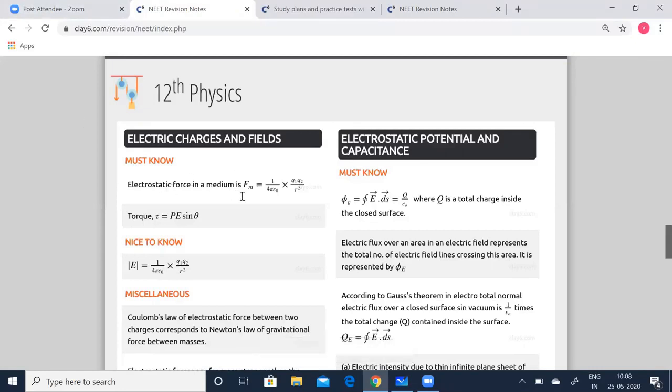Electrostatic force in a medium is Fm is equal to 1 by 4 pi epsilon 0 Q1 Q2 by R squared. It is always easier to remember whenever you compare this lesson with the lesson gravitation which we studied in the 11th, right? So both the chapters are very much analogous to each other. So always you can compare both the lessons so that it will be easy for you to remember.